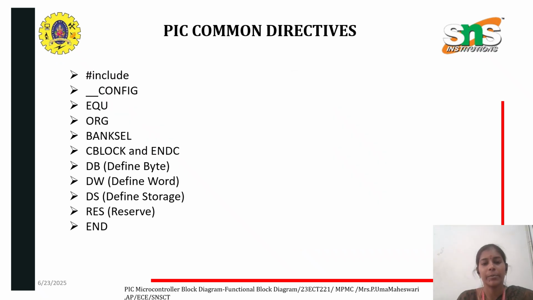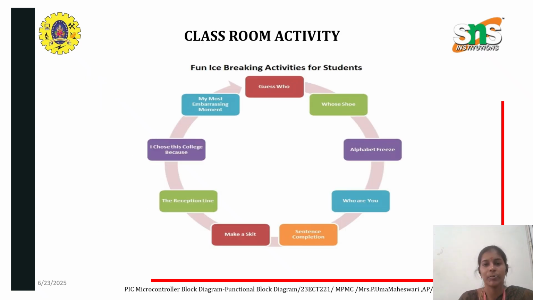The common directives are EQU, ORG, DS, DW, DB and so on. RES is for reserve, EQU is for equate and ORG is for origin, and also configure, hash include, end and so on. These are directives which are used with your program.